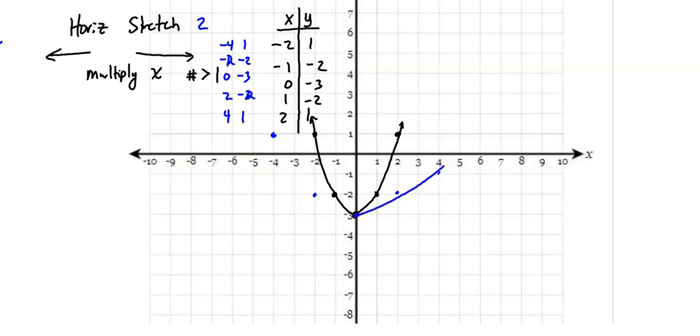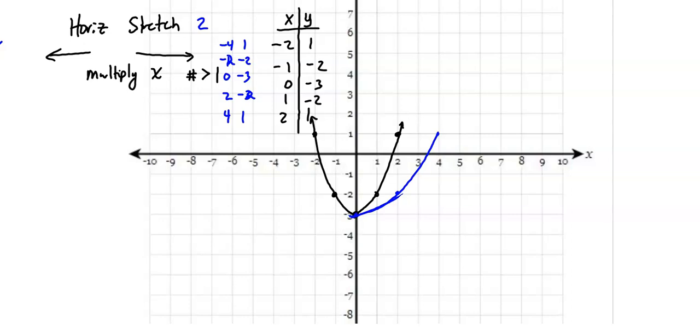So notice that my parabola got yanked out. So my parabola, or my bowl, got stretched horizontally. It got pulled outside like that. So now let me get rid of him.